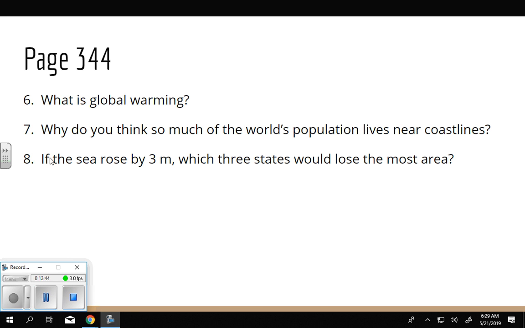Global warming could affect global climate. For example, some areas could have more evaporation and become drier. Other areas might have more precipitation. Question 6, what is global warming? A gradual increase in average global temperatures.